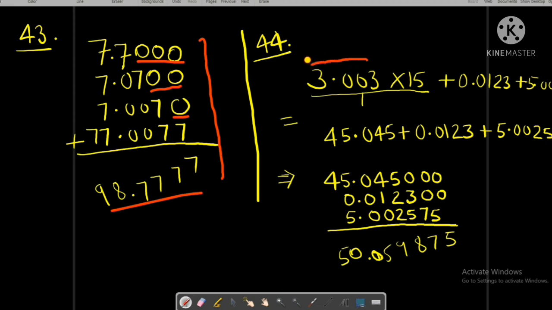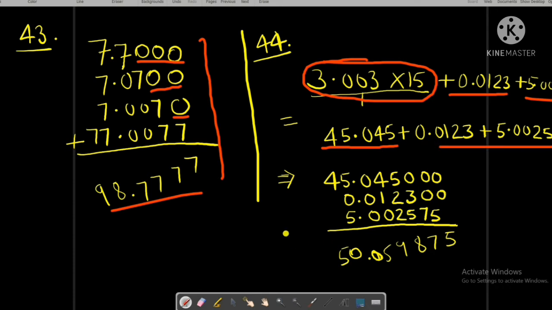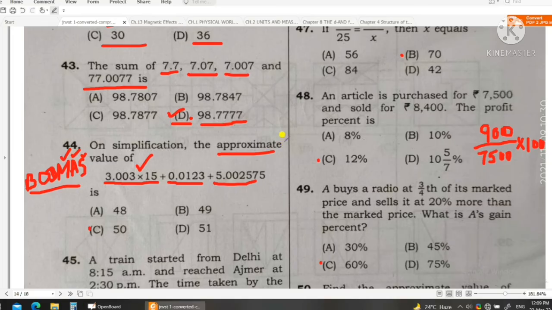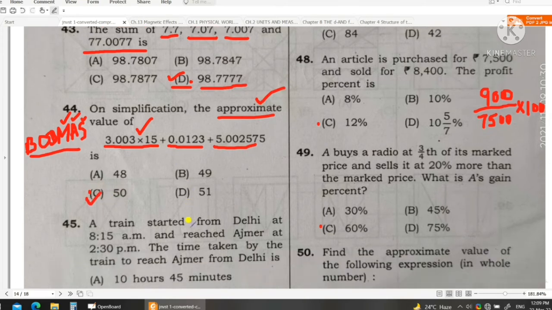तो अगर आप इन दोनों डिजिट्स को मल्टीप्लाई करते हैं तो आपको मिलता है 45.045 और फिर उसमें सभी को आप जब ऐड कर देते हैं, तो ये आपका आंसर देता है 50.059875. Now in the question the value is asked in approximate value. Okay, so this is 50 answer.